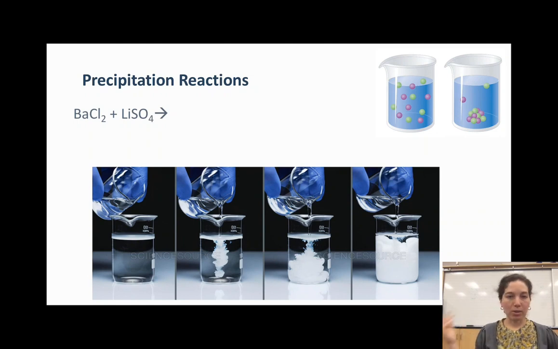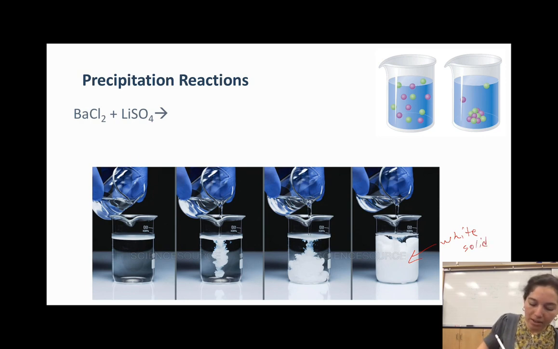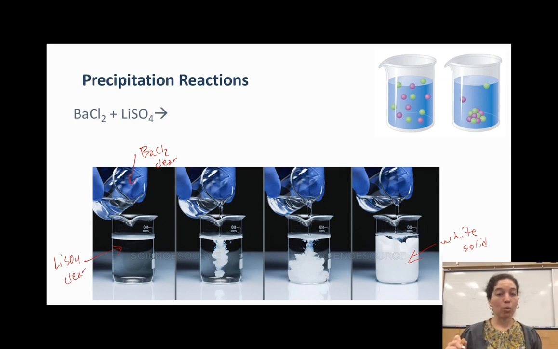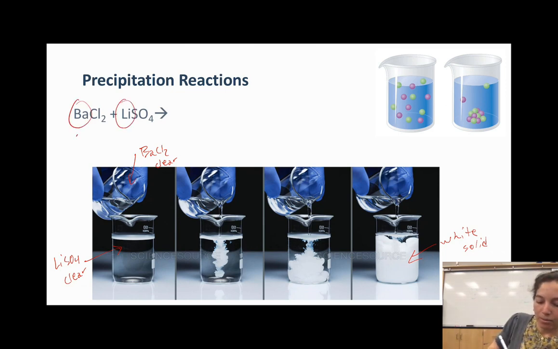So let's take a look at this precipitation reaction here. We're going to predict the products using our double displacement and figure out which of our chemicals in our product section is forming the white solid that you see here. So this is a white solid. If you notice here, our BaCl2 is clear and it's being mixed with our lithium sulfate, which is also clear. And it's not until they mix that this white solid is formed. So in order to do double displacement, we swap our cations right here. Okay, so we end up with BaSO4 plus lithium chloride.